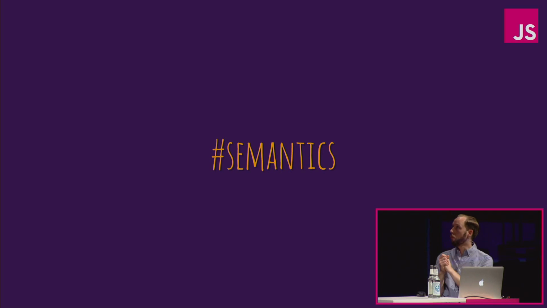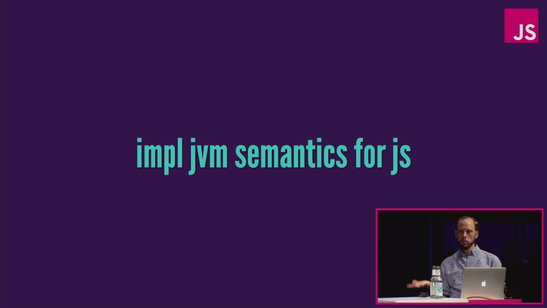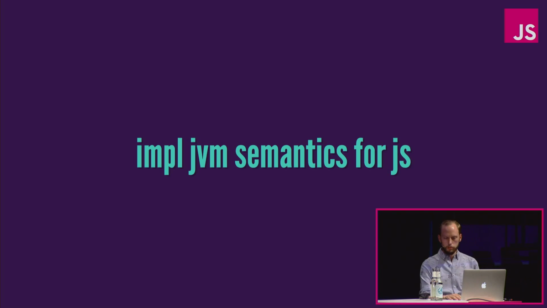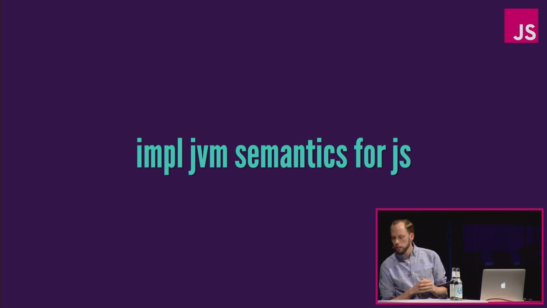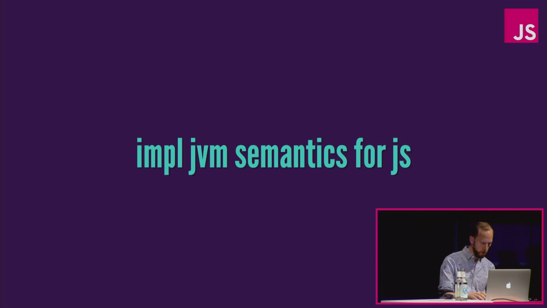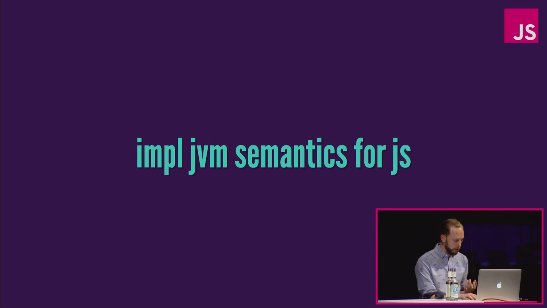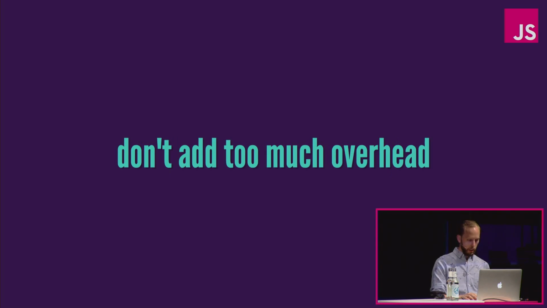So what's the big problem in all of this? Semantics. We have to implement all the JVM semantics in JavaScript. And there was a lot of stuff here, like lazy initialization. I just quickly want to explain what all that stuff is. What we don't want to do is add too much overhead, because that's what makes the Java code, in fact, run slow inside of JavaScript.